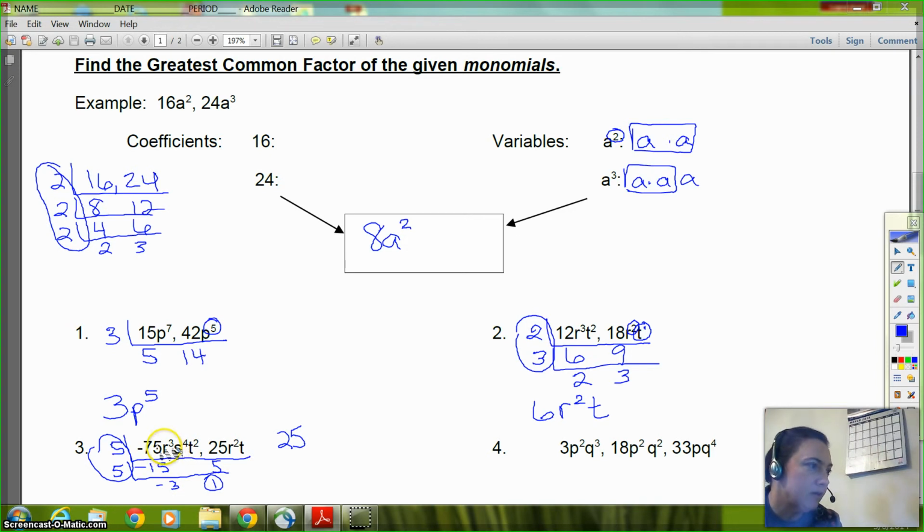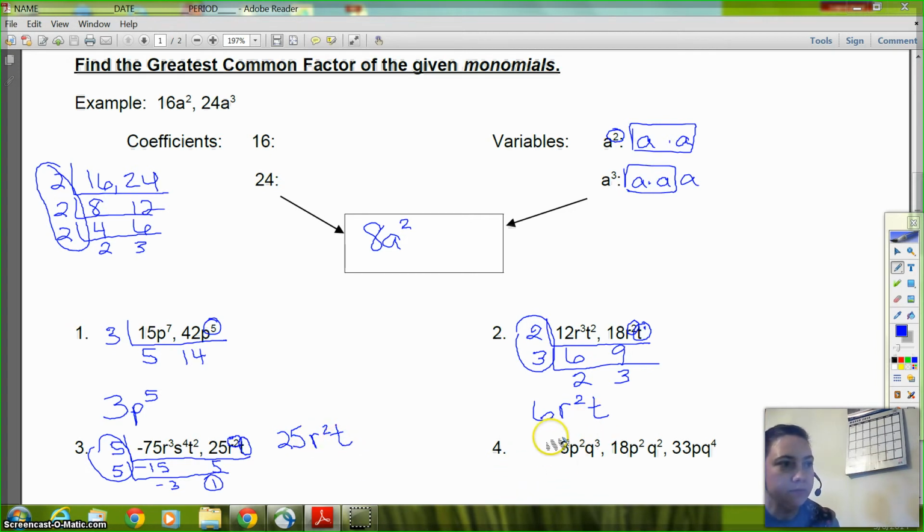And then I want to compare the r's again. r to the second is my smallest exponent, so they at least have two r's in common. They don't both have s's, so that means they do not have an s in common. And then I want to compare my t's. And again, I have a t to the first power, so they at least have one t in common. So my greatest common factor is 25 r squared t.